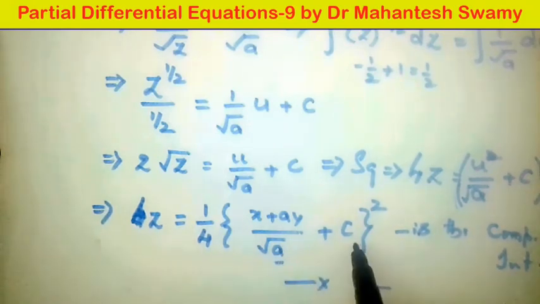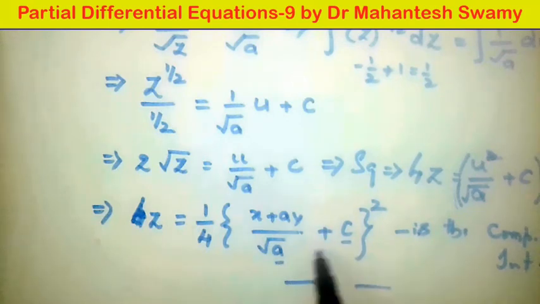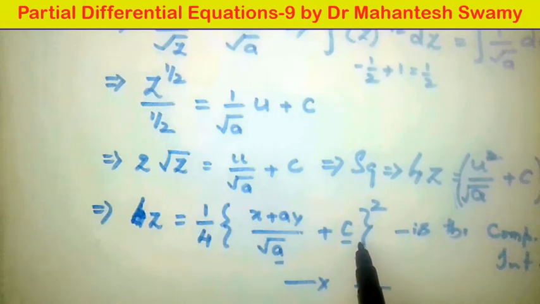It contains two arbitrary constants, and this is as per our requirement, because the given PDE contains two independent variables, and the complete integral should also contain two arbitrary constants, which we have obtained here. This completes the solution of the first problem. Thank you.